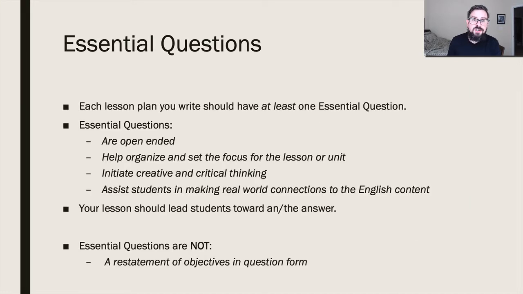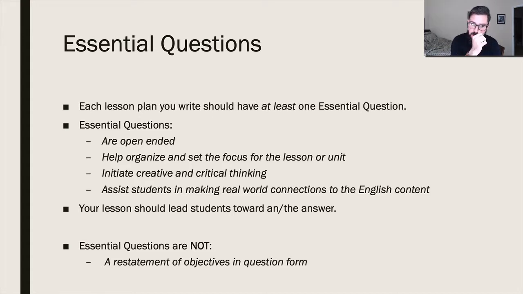So each plan you write should have at least one essential question. At least one. And so that means that you can have multiple essential questions, but try to find a question that is going to focus you and the students in and is something that they want to answer. Essential questions are open ended, they help organize and set the focus for the lesson or unit, they initiate creative and critical thinking, they assist students in making real world connections to the English language arts content.